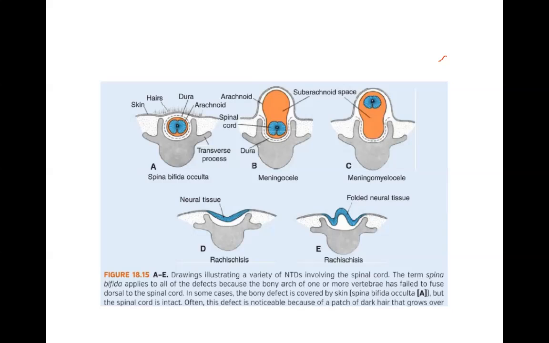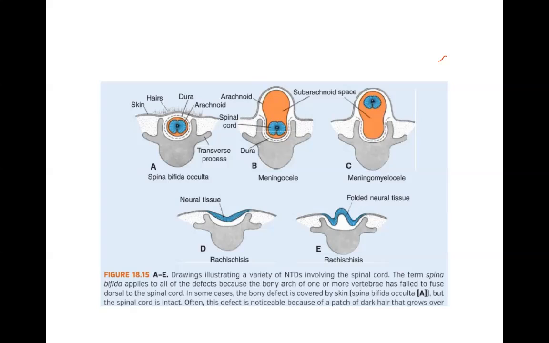D and E both show the same anomaly. In D, there is a slight dipping, but there is no elevation of the edges. And in E, there is folding of neural tissue, but still no formation of neural tube. Both conditions are called rachischisis. So now we have these anomalies which are under the heading of neural tube defects.